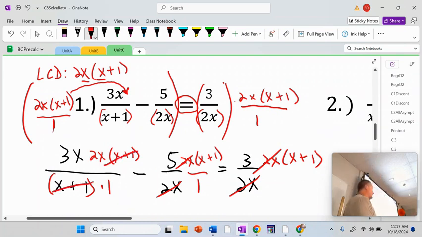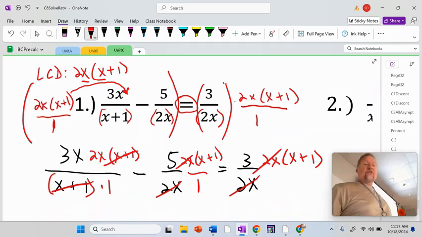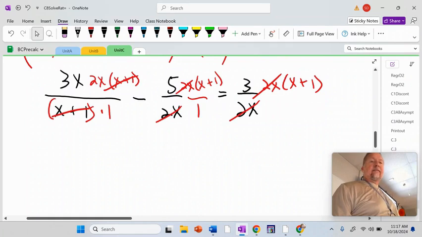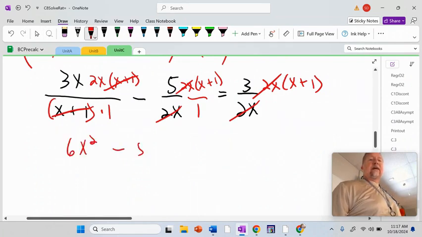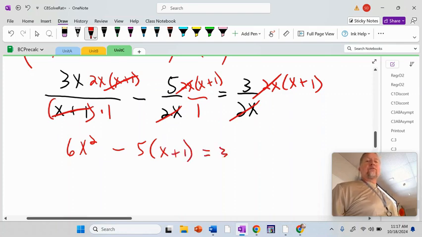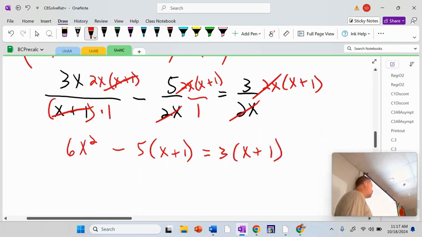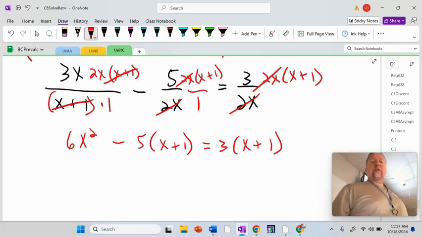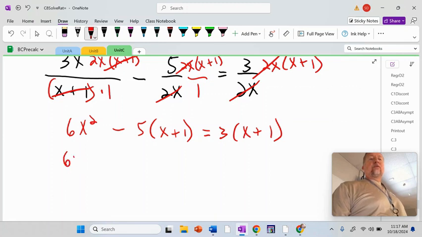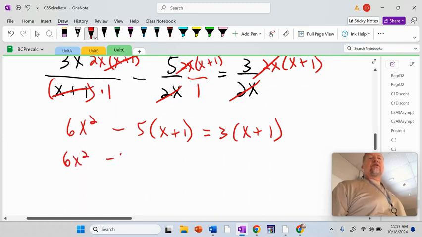Cancel, cancel, cancel. And then what happens to the fractions? They're what? Gone is correct. And then what you end up having is 6x squared minus 5 times x plus 1 equals 3 times x plus 1. And now you got it into a math 2 equation. One step, and now you're in math 2. And actually, you were in the beginning of the year as well. We solved quadratics to start off this little shindig.